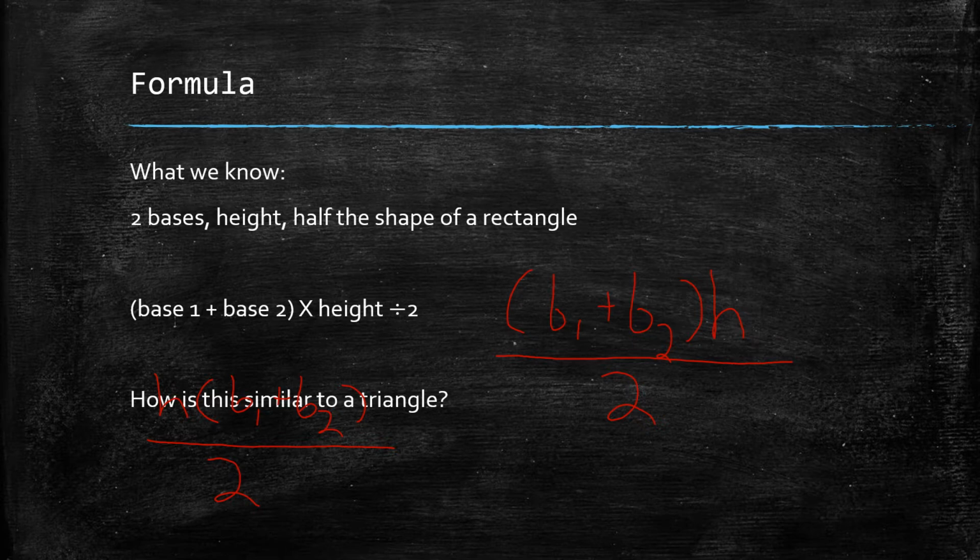So how is this similar to a triangle? Your triangle is base times height divided by 2. So it's almost the exact same formula. The only difference is you're going to have 2 base numbers to add first, and once you add those, it's going to make your total base, and then multiply it by the height and divide by 2.